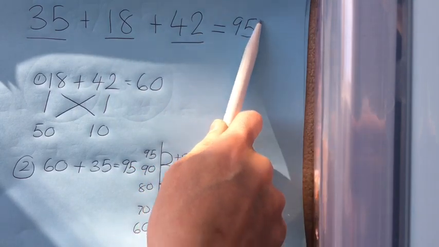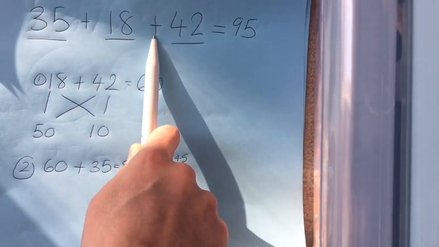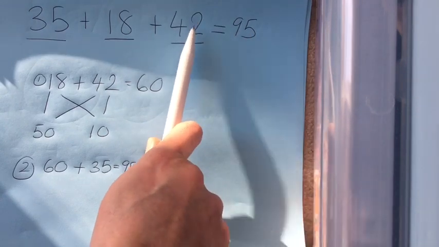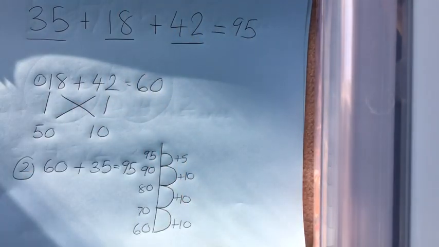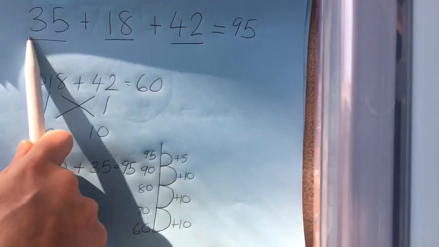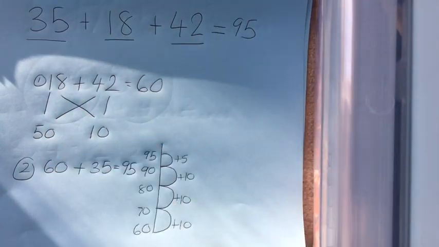So I would think about 95. Now the inverse of addition is subtraction. 95, take away 42, then take away that 18, then take away that 35, and that should take me back to nothing. All of these 3 numbers total together equal 95.